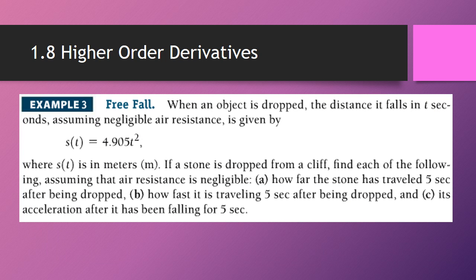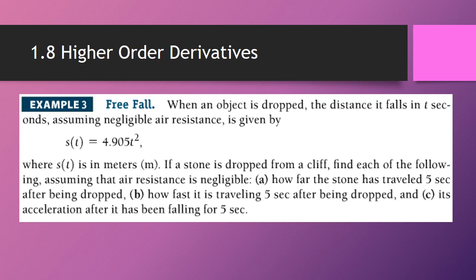All right, so here's an example using velocity and acceleration. We have a position formula, S of t equals 4.905 t squared. You've got a stone dropped from a cliff. We're going to assume air resistance is negligible, so we don't want to throw any extra stuff into the problem. We want to know how far has the stone traveled 5 seconds after being dropped.